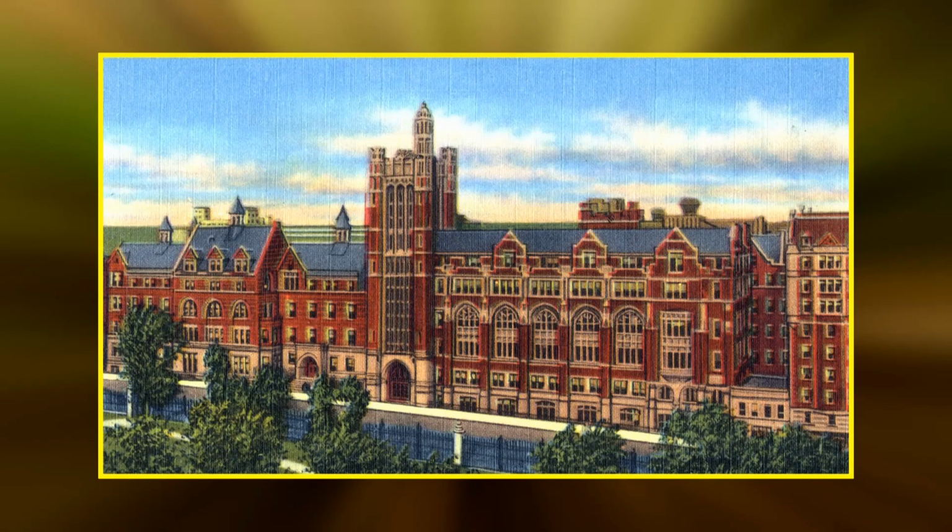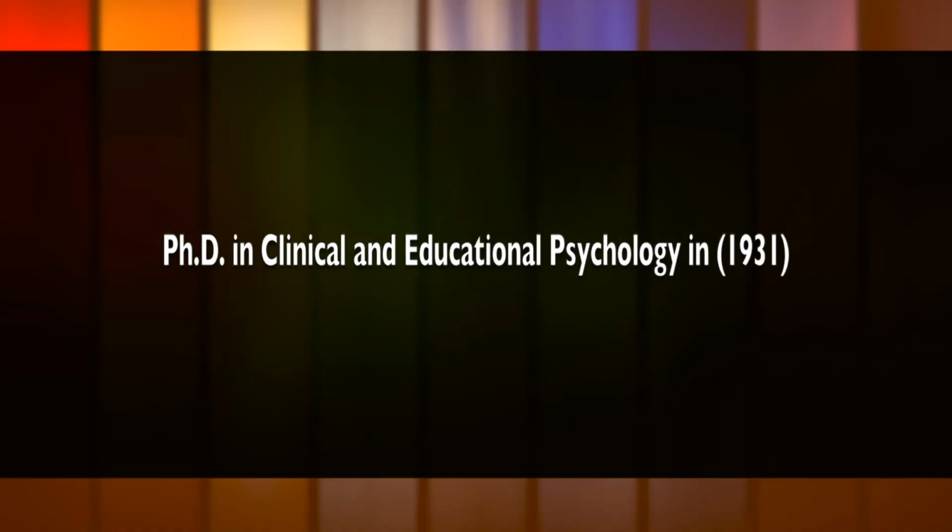Following graduation, he attended the Union Theological Seminary from 1924 to 1926. Subsequently, he transferred to Teachers College of Columbia University with its heavily Thorndikean orientation, where he received an MA degree in 1928 and a PhD in clinical and educational psychology in 1931.